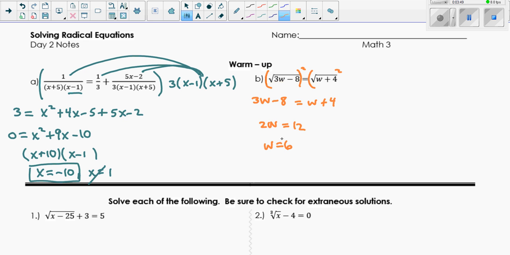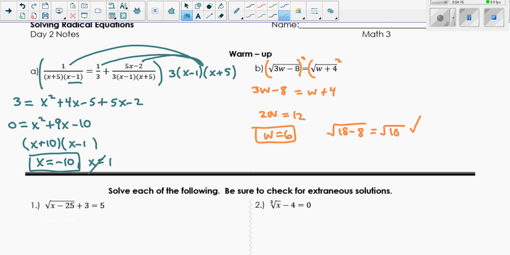And make sure that this works. You have to actually go back and substitute in and show me. So 3 times 6 is 18 minus 8 and the square root of that. And then 6 plus 4 is 10 and the square root of that. So without a calculator, I don't know what the square root of 10 is. However, the left side is 18 minus 8, which is 10. And the square root of 10 equals the square root of 10 no matter what the decimal answer is. So this is the solution.